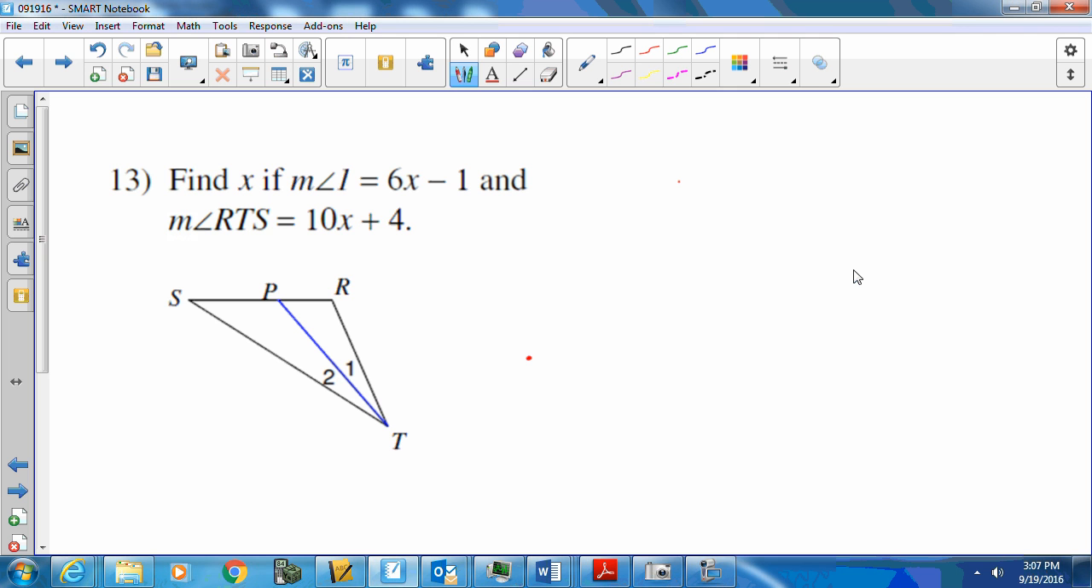All right, looking at number 13, you have to be very careful on this one in particular. It says the measure of angle 1 is 6x minus 1. The measure of angle 2, no, it doesn't say angle 2. The measure of angle RTS, which is this entire angle, is 10x plus 4. So what is the relationship between measure of angle 1 and measure of angle RTS? Well, I'll tell you, this is what most students are going to write right off the bat.